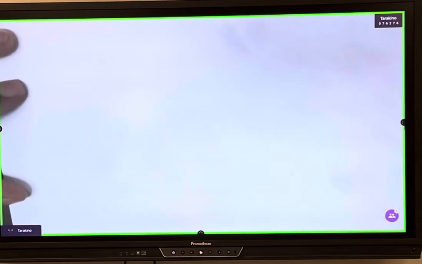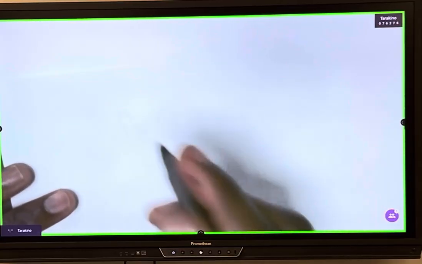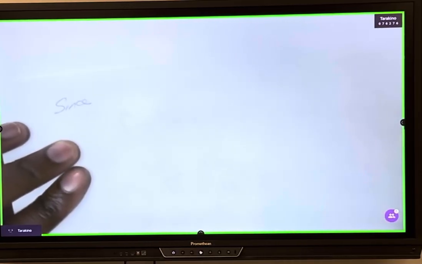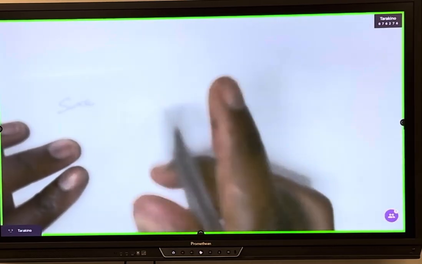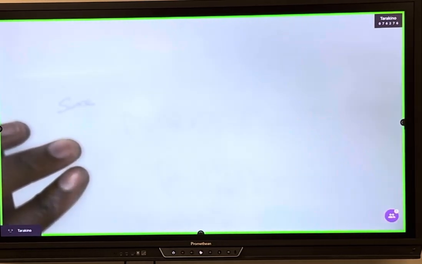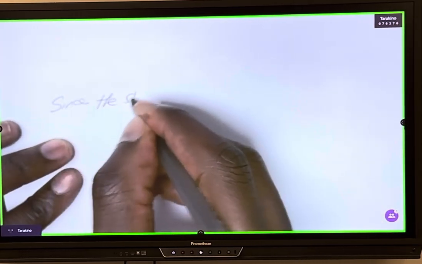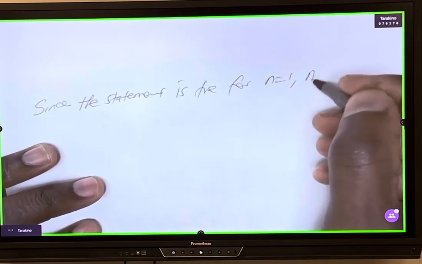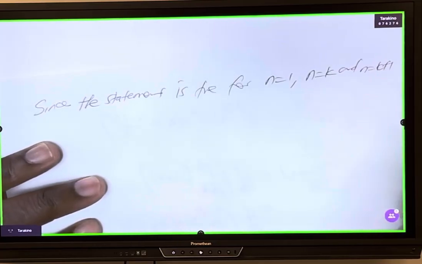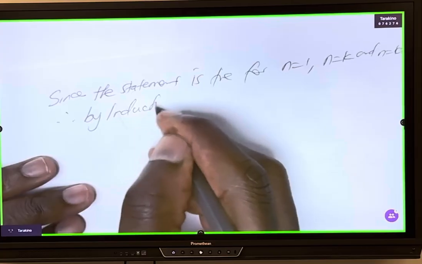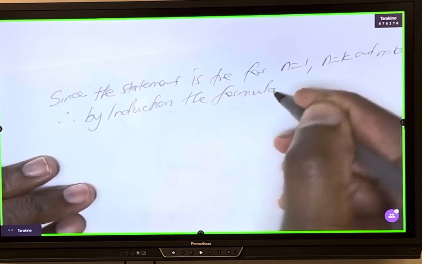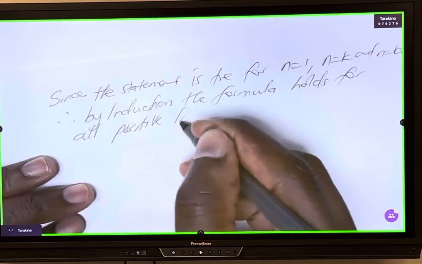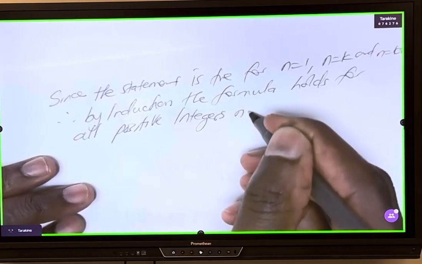So once we are done, we can give an overall conclusion by saying since the statement is true for n equal to 1, n equal to k, and n equal to k plus 1, therefore, by induction, the formula holds for all positive integers n. Then we are done.